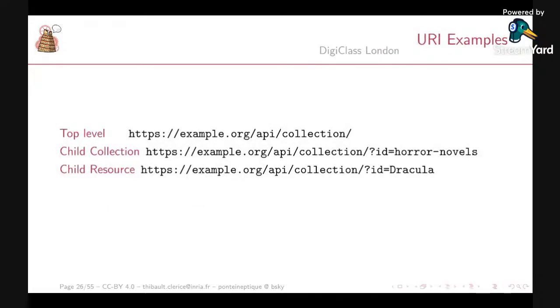This is what URIs could look like. Sorry, I'm going to leave it up a little longer, but it's not very important, right? Basically, the top collection doesn't have an ID, and all other collections have IDs. And this is not a perfect example because technically your IDs should be URIs, and those strings are not. They are URIs, but not good URIs, right?